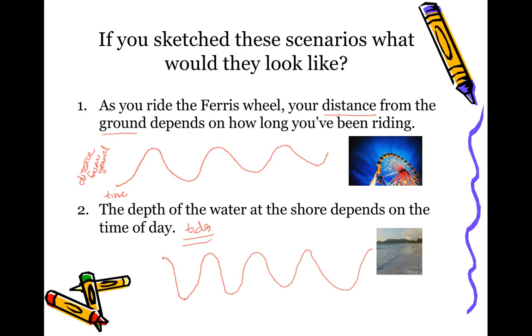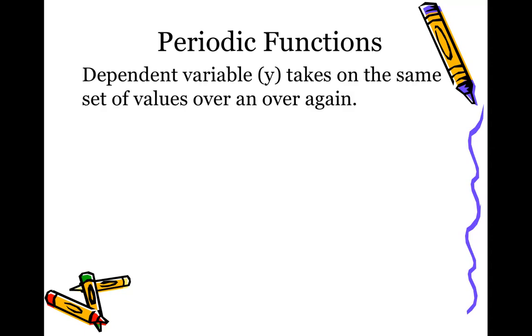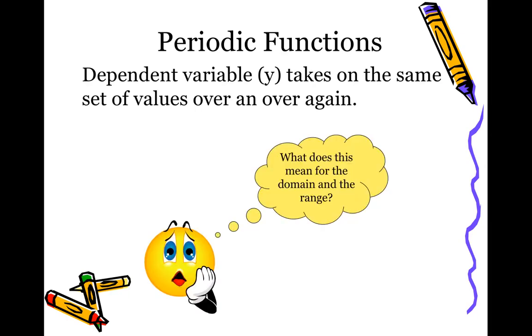What these scenarios are called are periodic functions. They're periodic, meaning they repeat and they have cycles that continue. So the dependent variable y takes on the same set of values over and over. What does this mean for the domain and range? Well, the domain is going to be infinite, but the range is going to be between two set values. If we were talking about that Ferris wheel, from the lowest point to the highest point, and then it just keeps repeating and bounces back, it's between those two values the entire time.